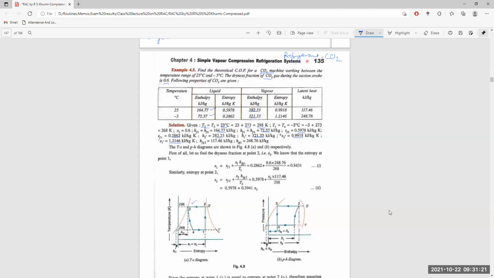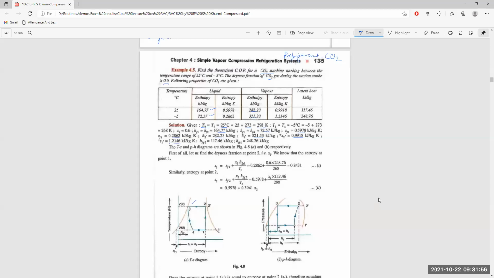Next, let us go to the next problem of this type. Here we have an ammonia refrigerating machine. This is the refrigerant, ammonia, fitted with an expansion valve, and works with temperature limits of minus 10 degrees centigrade and 30 degrees centigrade.